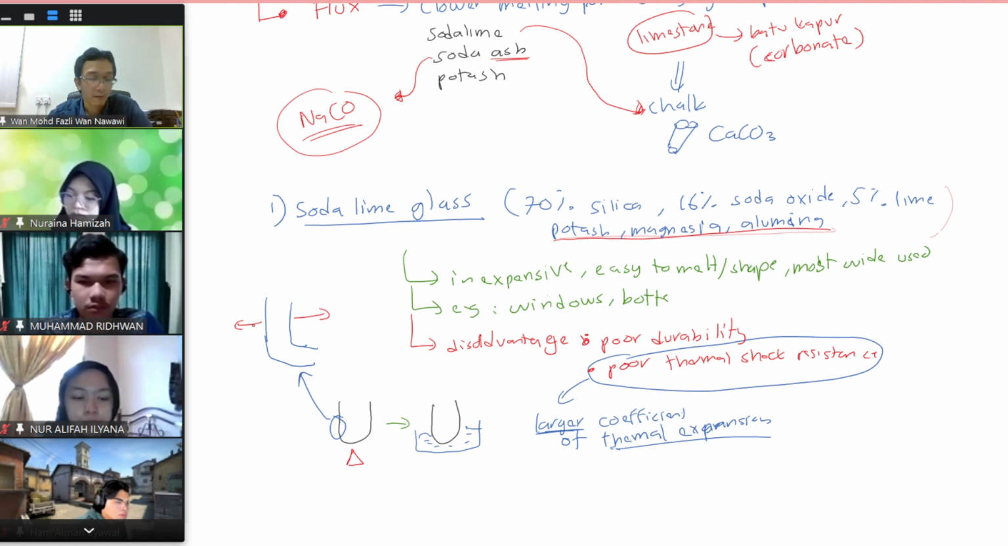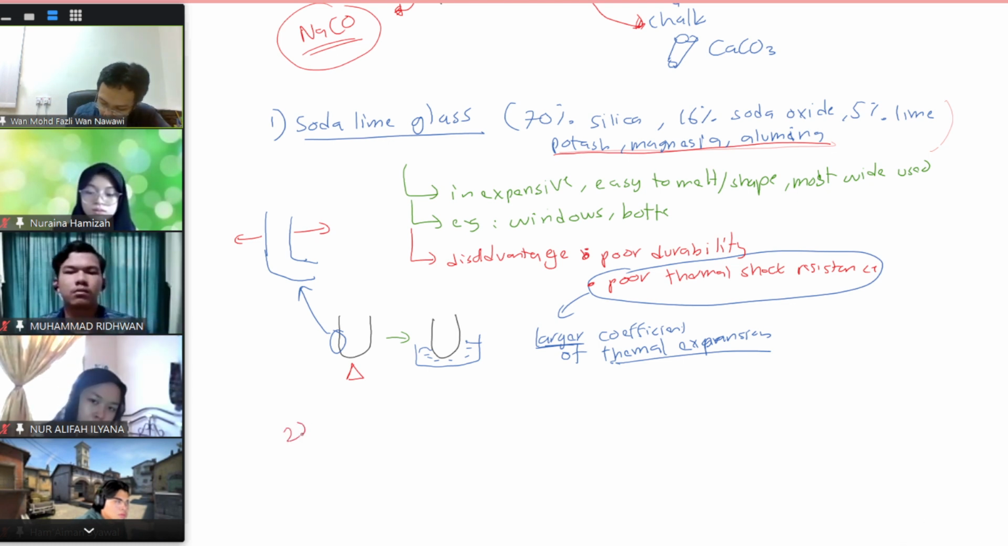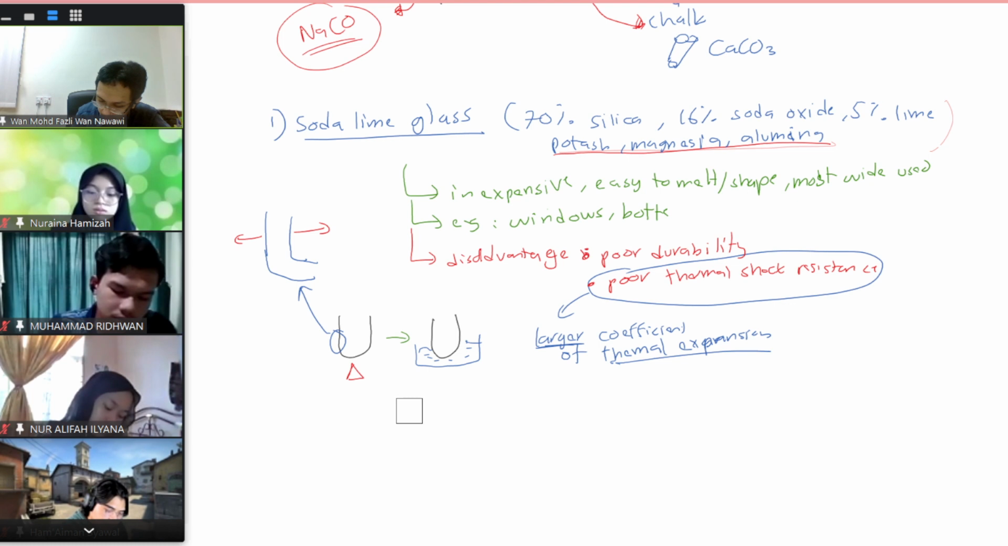So the second type of glass, which is maybe the last for the glass lah, because there are many types, but I think I just focus on two lah. The second type of glass is boro, and let me put it cantik sikit, because this is for your notes, right?